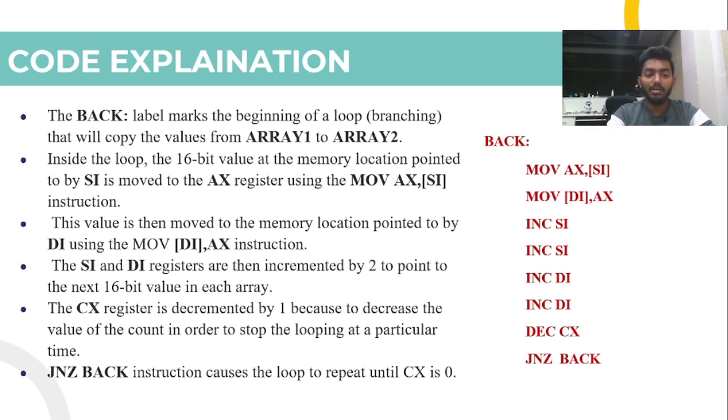That is, AX is moved to DI. The SI and DI registers are then incremented by 2 to point to the next 16-bit value in each array. The CX register is decremented by 1 to track the count in order to stop the looping at the particular time. The JNZ back instruction causes the loop to repeat until CX is 0.